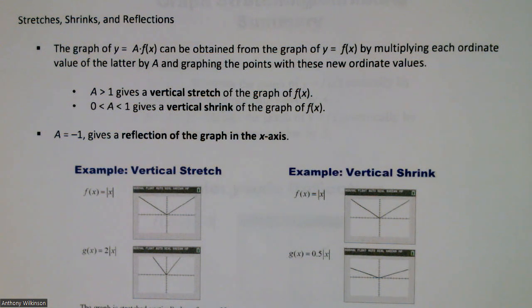Like, for example, well, here it is. If a is greater than 1, that means you're going to get a vertical stretch of the graph of y equals f of x. Or if a is a number between 0 and 1, you're going to get a vertical shrink of the graph of y equals f of x.